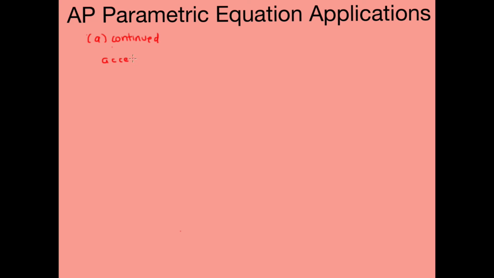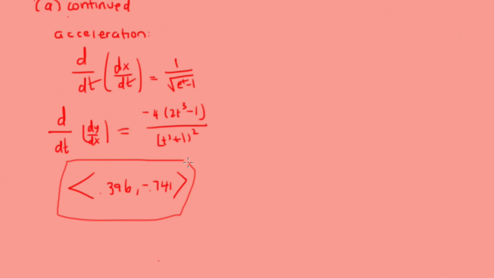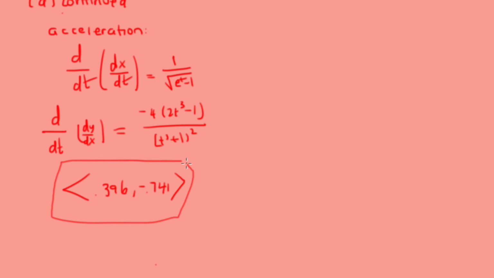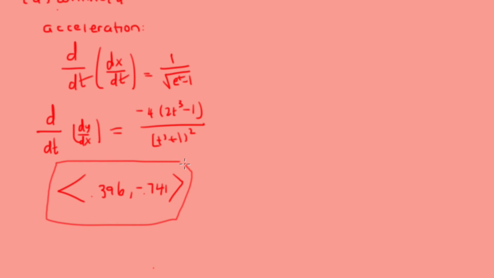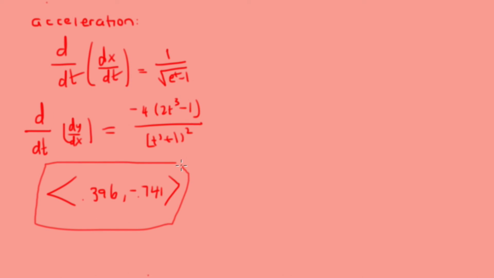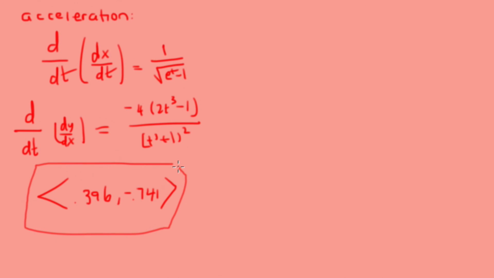To find the acceleration vector, we need both components. So we find d over dt of dx over dt, and we get 1 over square root of e to the power t minus 1. Then we do d over dt of dy over dt, and we get negative 4 times 2t to the power of 3 minus 1, all over t cubed plus 1, all quantity squared. And you get 0.396, comma, negative 0.741.